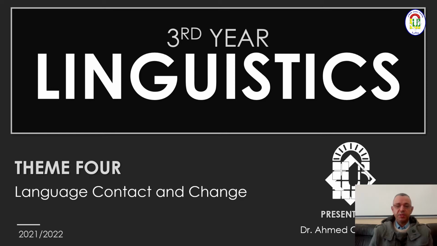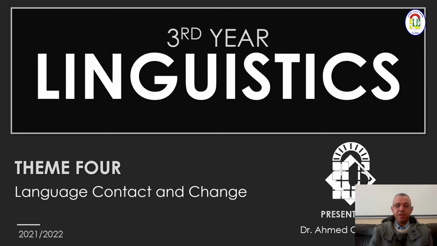In the first series about the third year undergraduate licence students concerning the linguistics course, we are going to talk today about theme 4. Theme 4 is about language contact and change. Just before I talk about the content of this theme, I want to say that language contact and change is another area, in addition to what we saw before, language variation, that sociolinguistics is interested in.